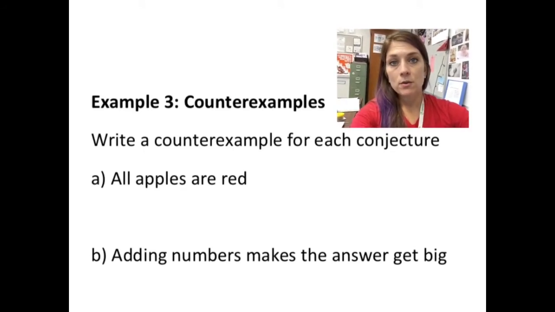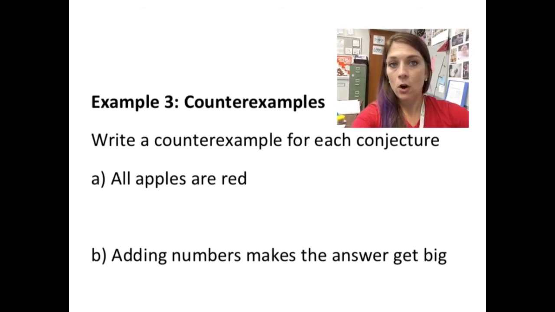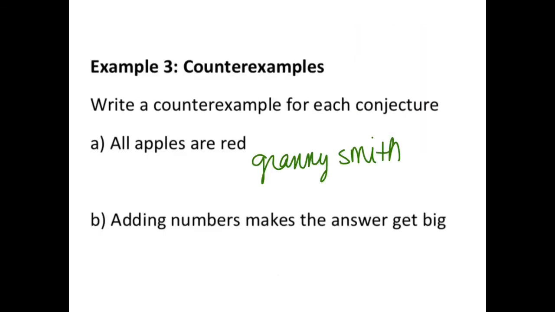So let's try to do a couple of these examples together. Write a counterexample for the conjecture, all apples are red. A possible counterexample would be Granny Smith apples. Those are the green apples. Maybe Yellow Delicious, any of those other apples that are simply not red.